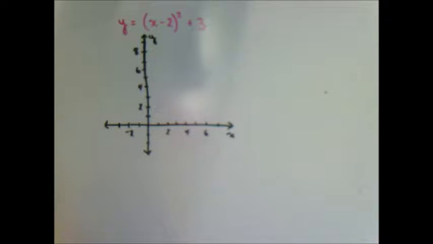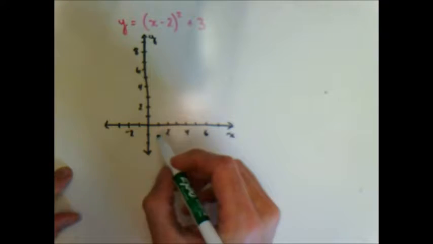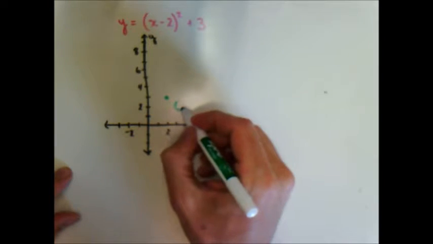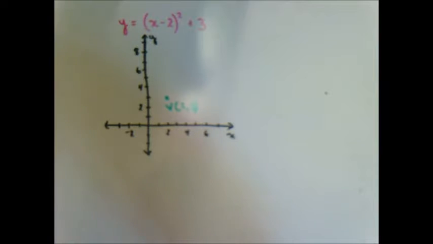The last part of the example here is to draw a sketch of our parabola. We've noted a couple things already, that the vertex is at (2, 3). So go ahead and put that on my graph. I know it opens up, so I will label it down below.